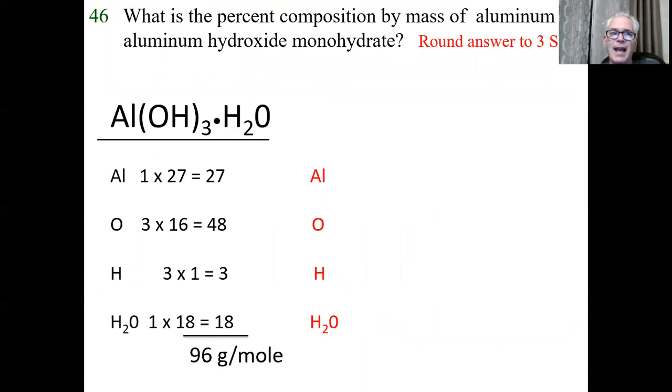Aluminum is Al, and hydroxide is OH, it's a -1 ion. So when you crisscross it, you're going to need 3 hydroxides and only 1 aluminum. That's why it's Al(OH) 3 times.